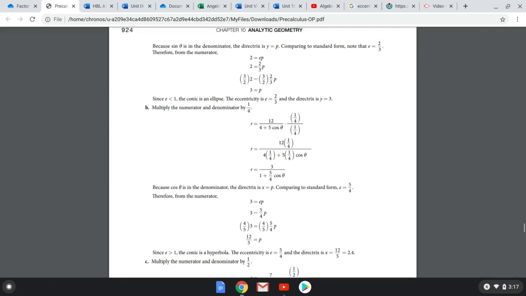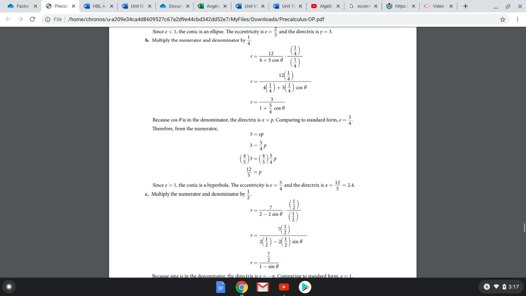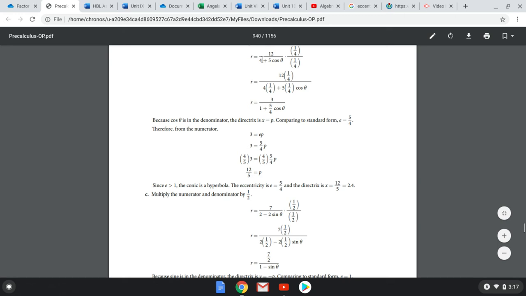So let's look at the next one. We have a 4 here, so we just multiply top and bottom by 1/4 because, again, what we want here is 1. They've done that here. So 5/4 is more than 1, so this is a hyperbola, right? And then I can use the fact that this 3 is E times P to figure out what P is. So P is 12/5. And so my directrix is going to be x equals 12/5. X because it's cosine, positive because this is positive.